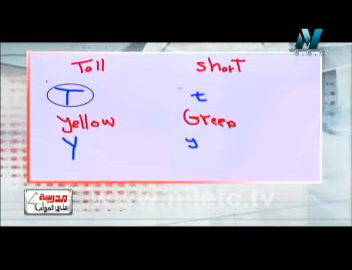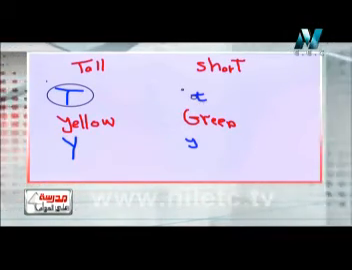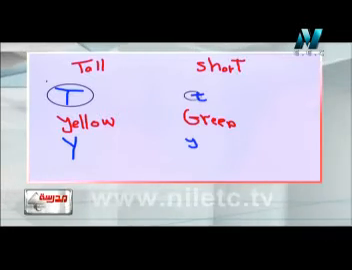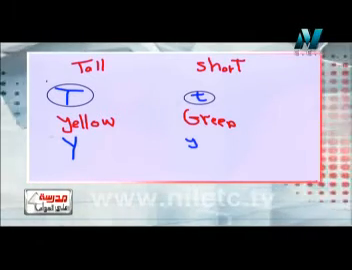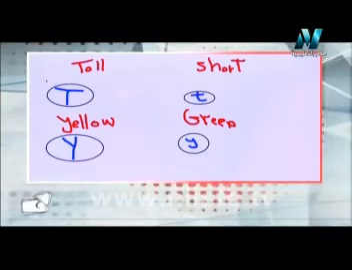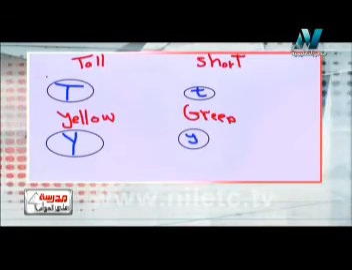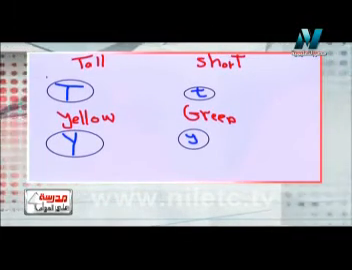And here we have short, T small. Yellow seed has Y capital. Green seed we have Y small, and so on. We can deal with any dominant or recessive traits according to these letters.